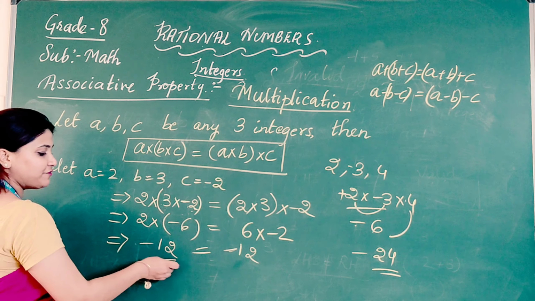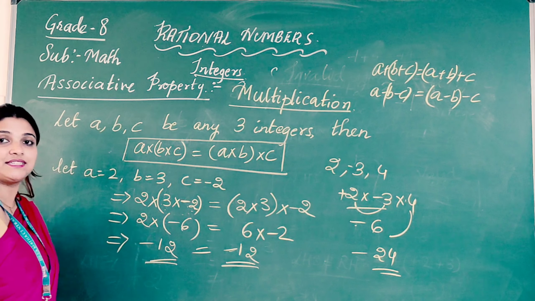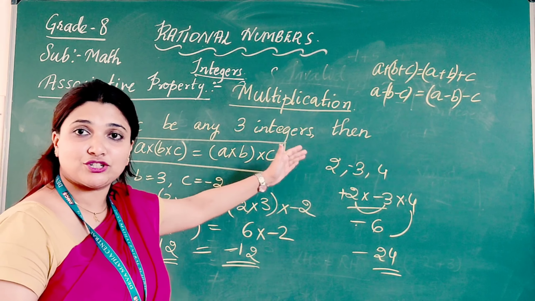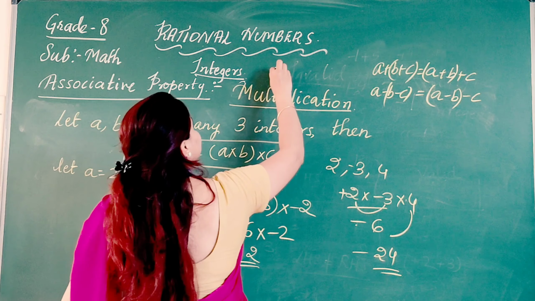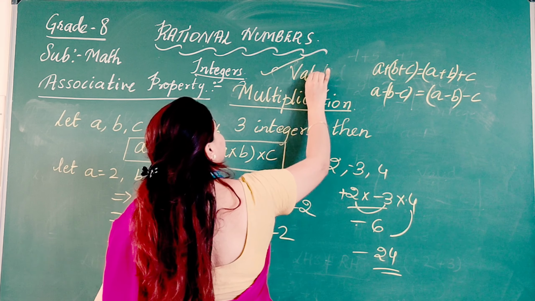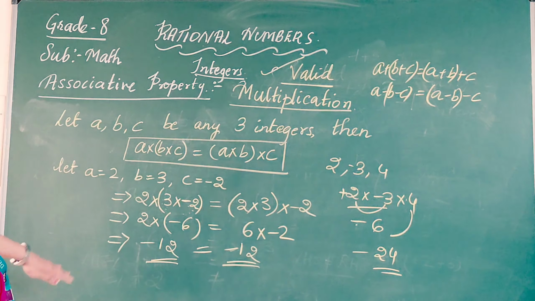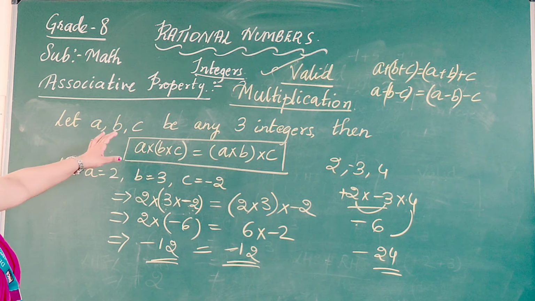So therefore, my left hand side is same as my right hand side. So therefore, associative property of multiplication for integers is valid. Hence the proof. Clear?